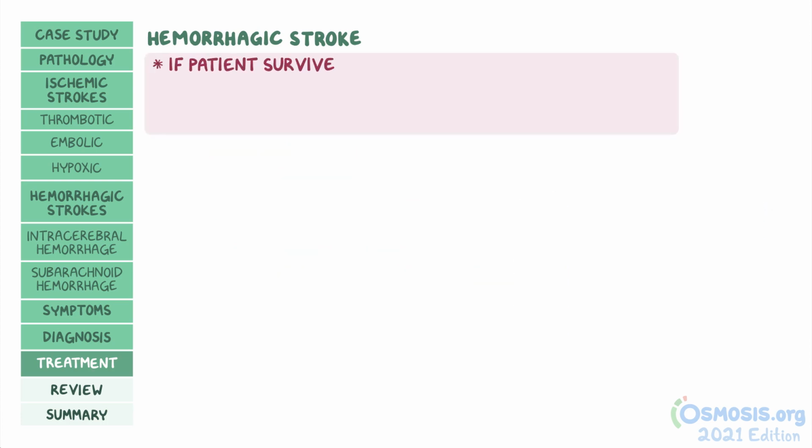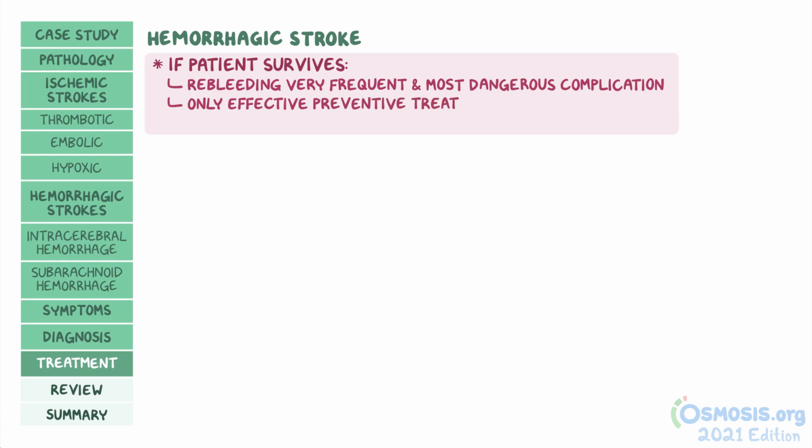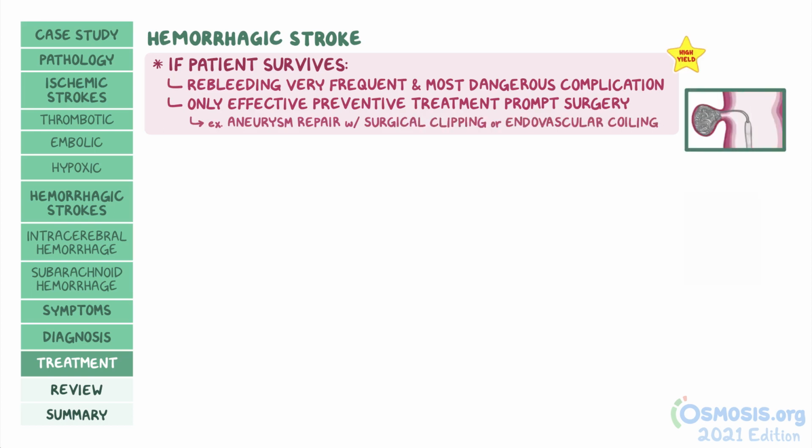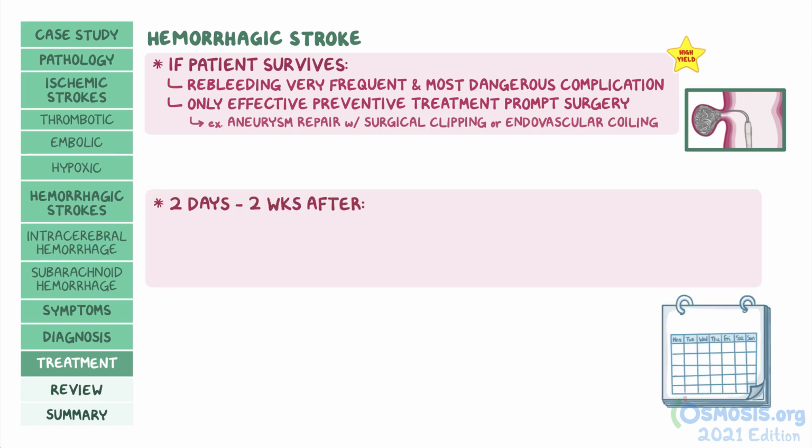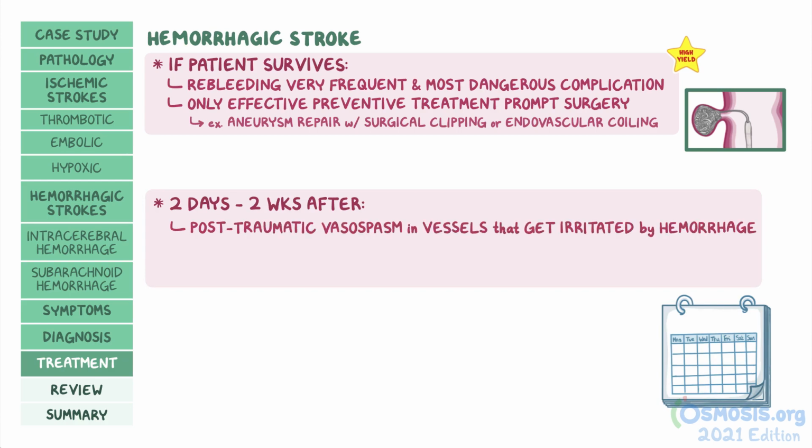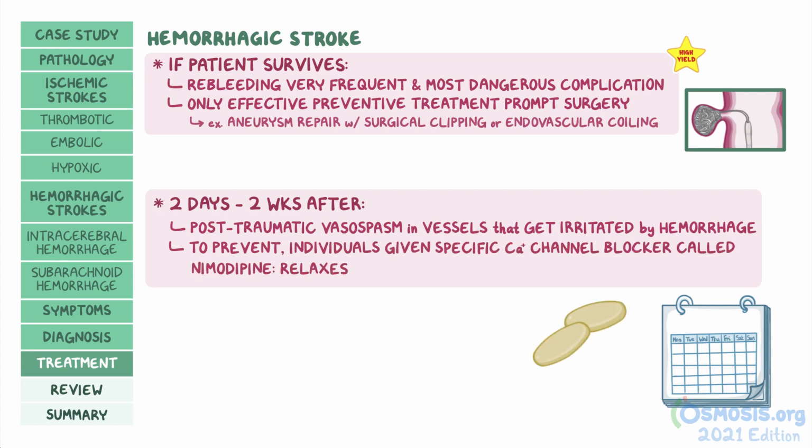If the patient survives, subarachnoid hemorrhage can cause a few very high-yield complications. First, rebleeding is very frequent and the most dangerous complication of subarachnoid hemorrhage. So, the only effective preventive treatment is prompt surgery, like aneurysm repair with surgical clipping or endovascular coiling. Another very high-yield complication that can occur about 2 days to 2 weeks after a subarachnoid hemorrhage is vasospasm in blood vessels that get irritated by the hemorrhage. To prevent it, individuals are given a specific calcium channel blocker called nimodipine, which relaxes the cerebral vascular smooth muscle.